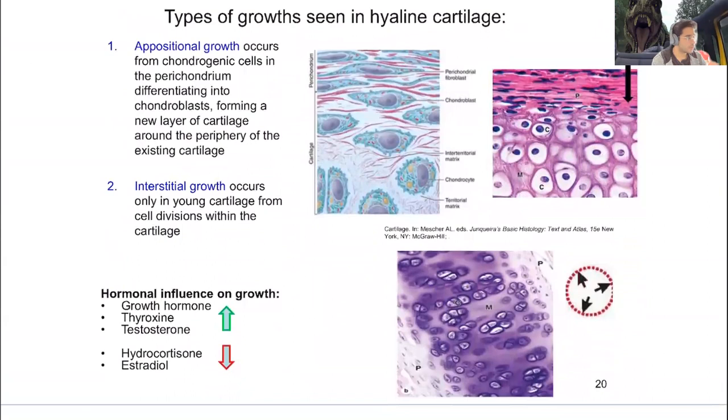Okay, the type of growth seen is appositional, right? That's because of your chondrogenic cells. They're constantly laying down more and more. And then you eventually get ossification, right? That's later associated with, remember, your chondroblasts, and as they lay down matrix, they're eventually going to have the deposition of calcium phosphate. That calcium phosphate is what makes up your bones. Okay, that's important to know.